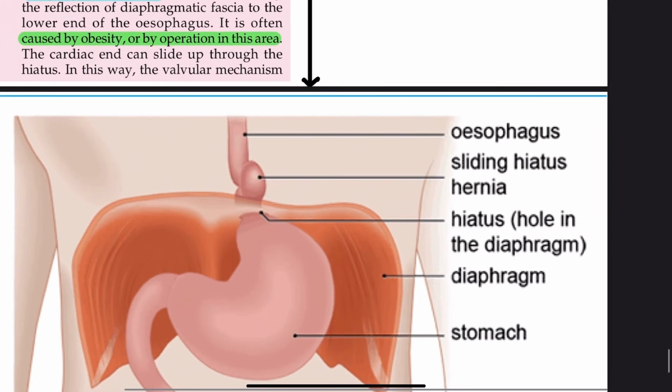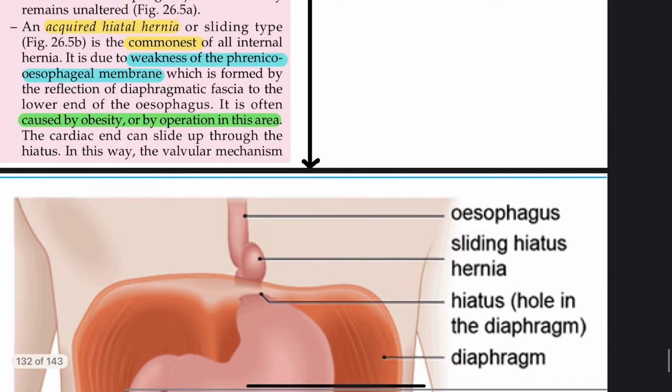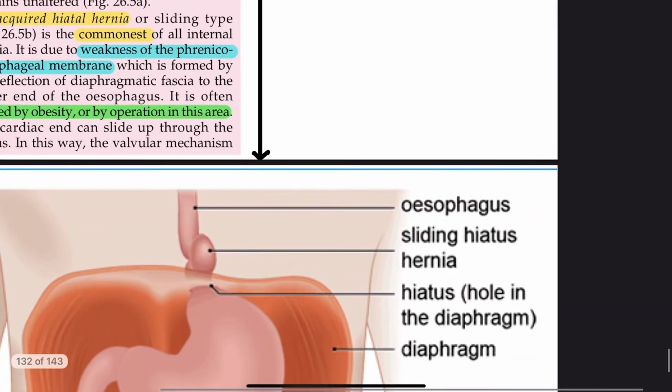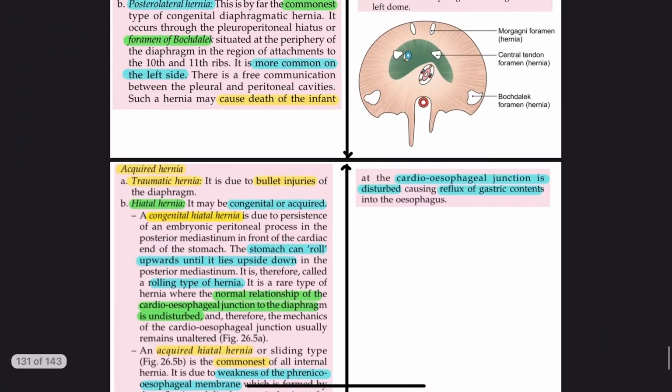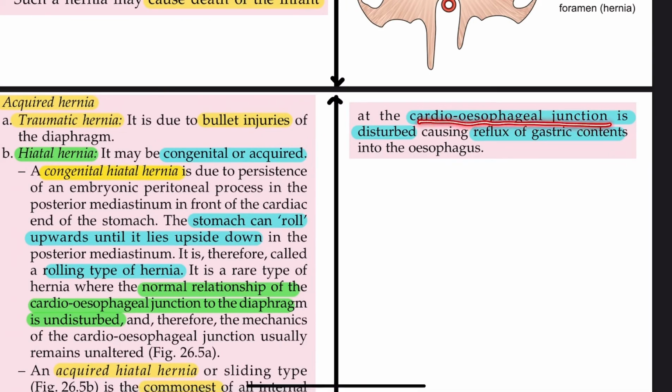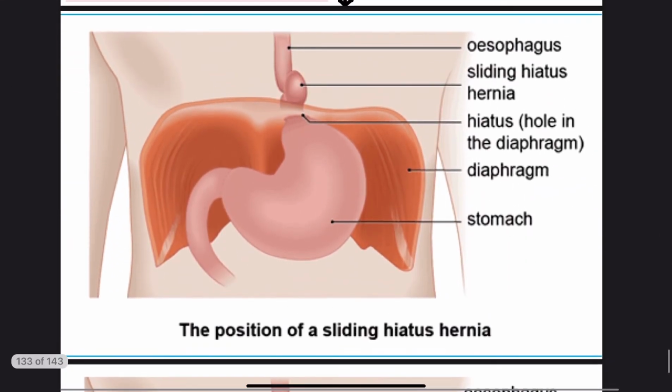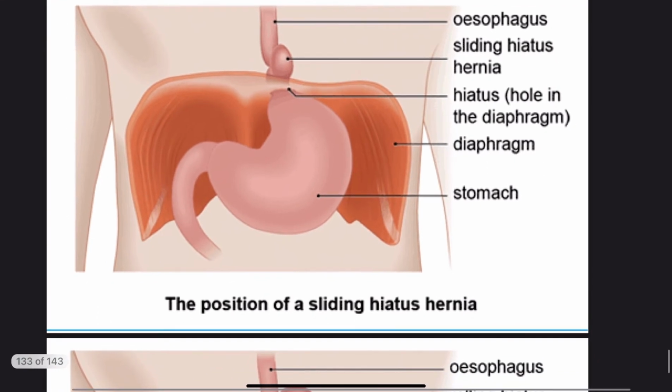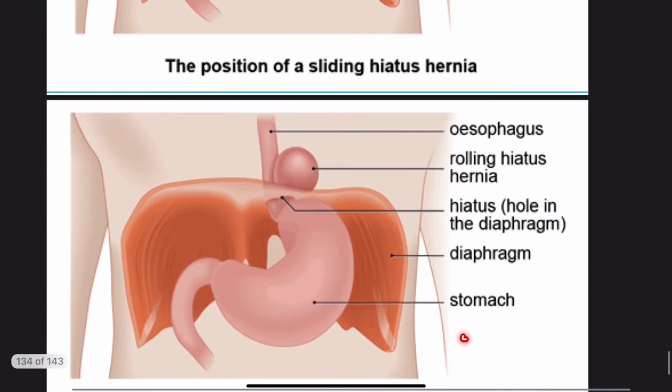Now, you tell me, will the cardioesophageal junction remain undisturbed? No, it will also be lying somewhat here because the whole of the contents have slid up. So the cardioesophageal junction is disturbed in this case, causing reflux of gastric contents into the esophagus. You can clearly see the difference between the sliding type and the rolling type.